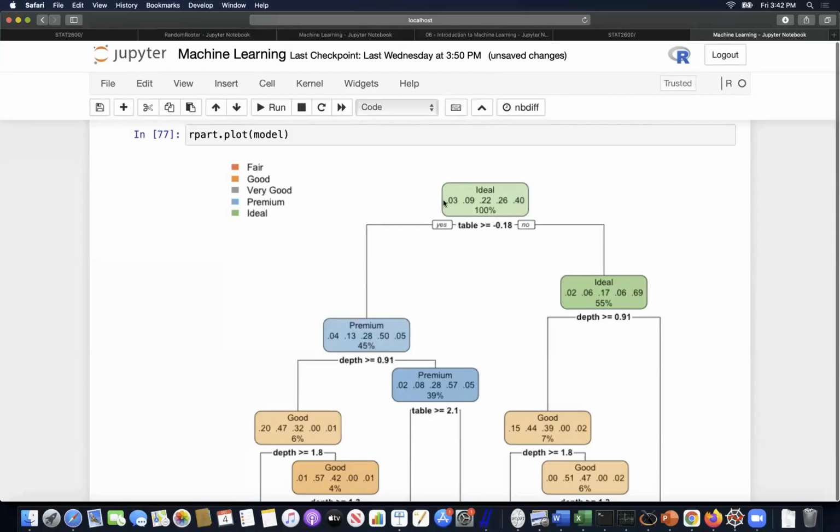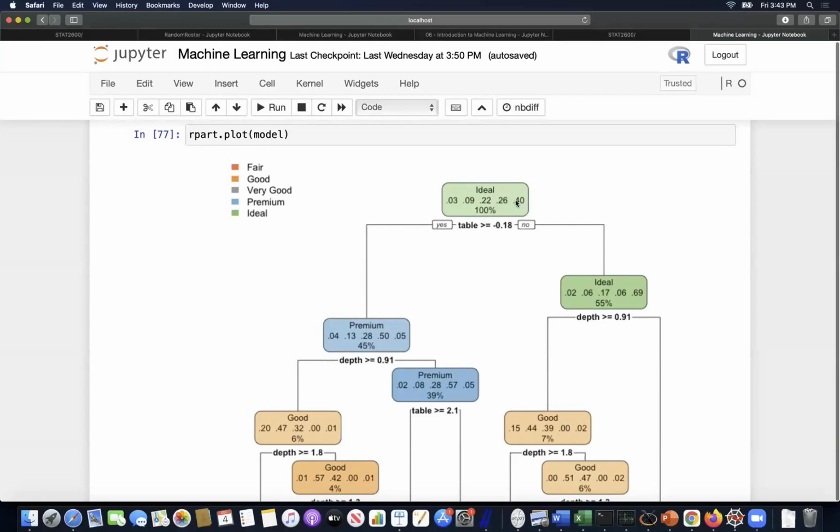And where are these numbers coming from? So ideal is going to correspond to the fifth entry here, and that's the class at this feature. If you cut your tree at this feature, you're going to classify your data as ideal. So with probability 40%, it's ideal. With probability 26%, it is premium. With probability 22%, it's very good. And with very low probabilities, it's fair and good.